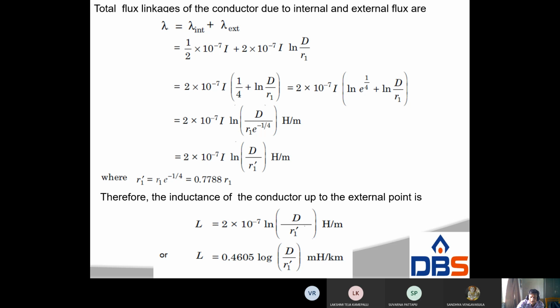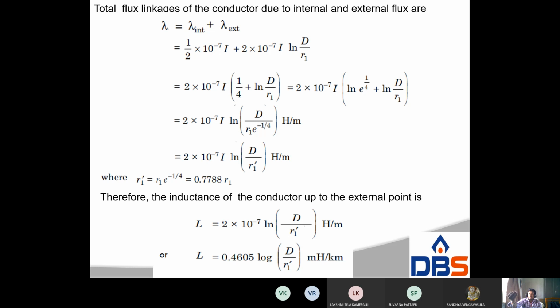Do you understand? You get this value from mu 0 I by 2 pi, with the mu naught value of 4 pi into 10 power minus 7 divided by 2 pi. So 4 pi divided by 2 pi gives 2. So it is 2 into 10 power minus 7 I, times 1 by 4 plus ln, you have to take that value.